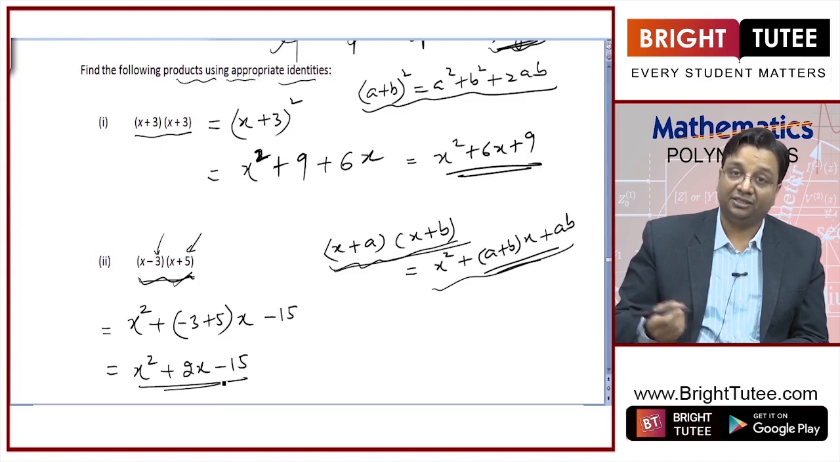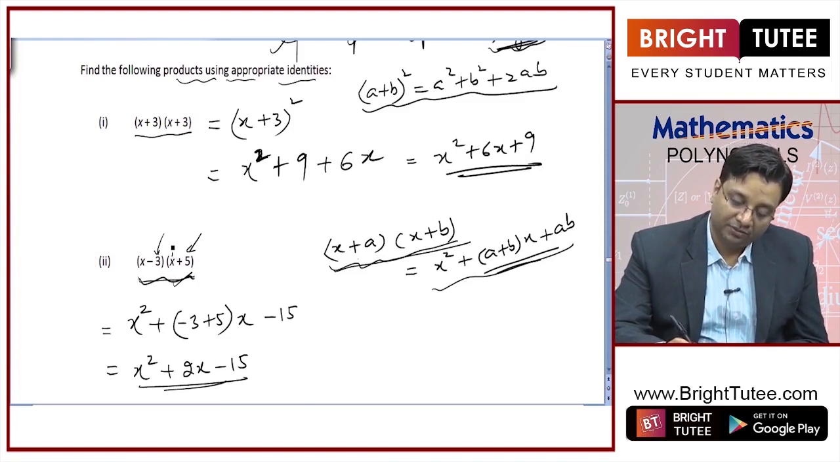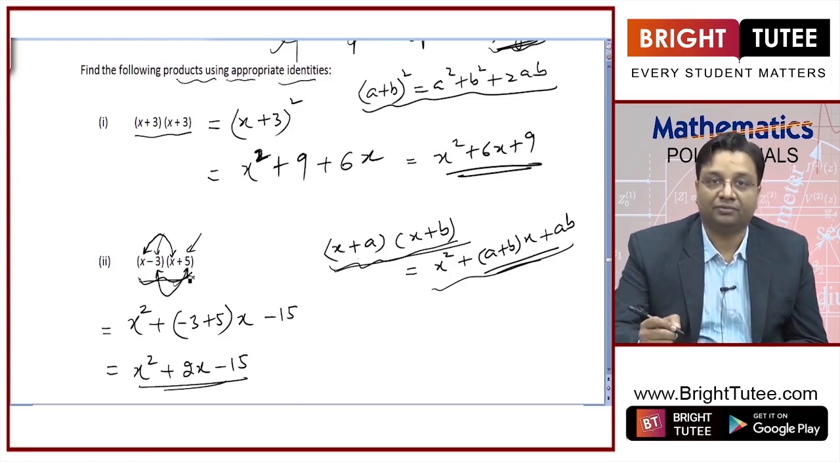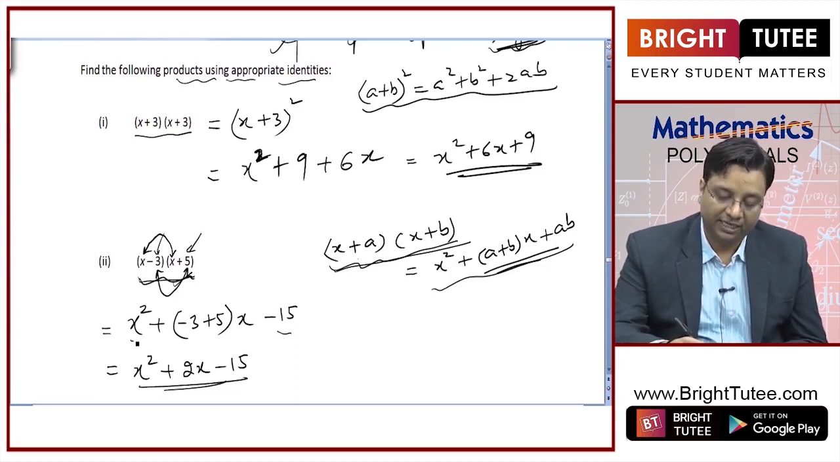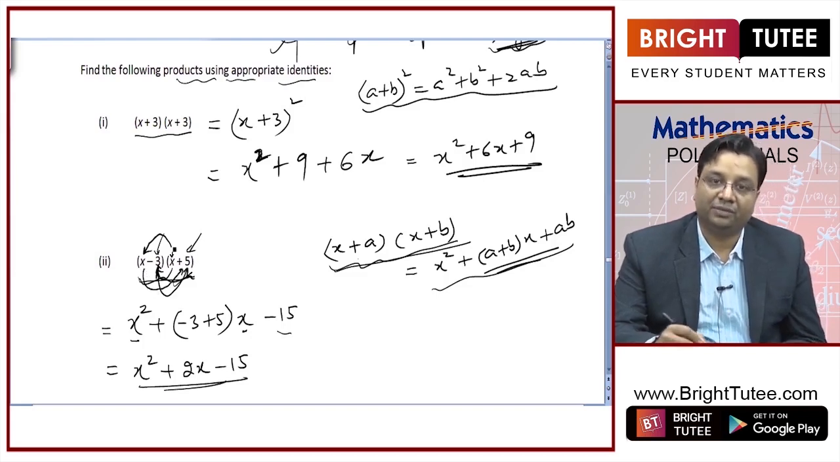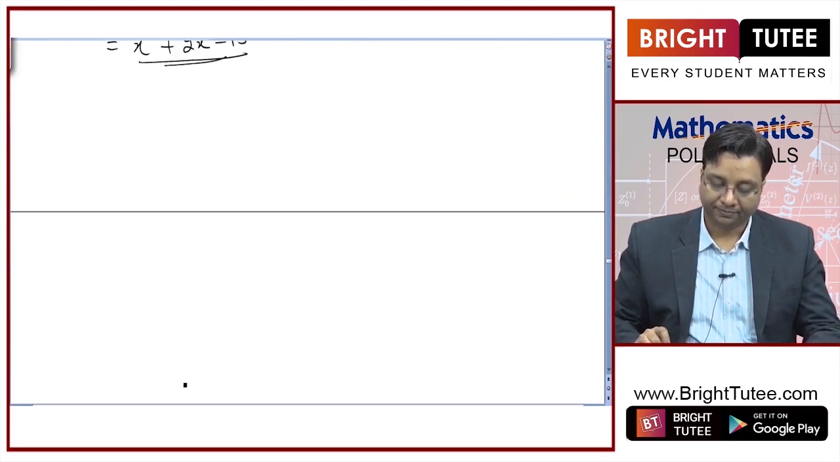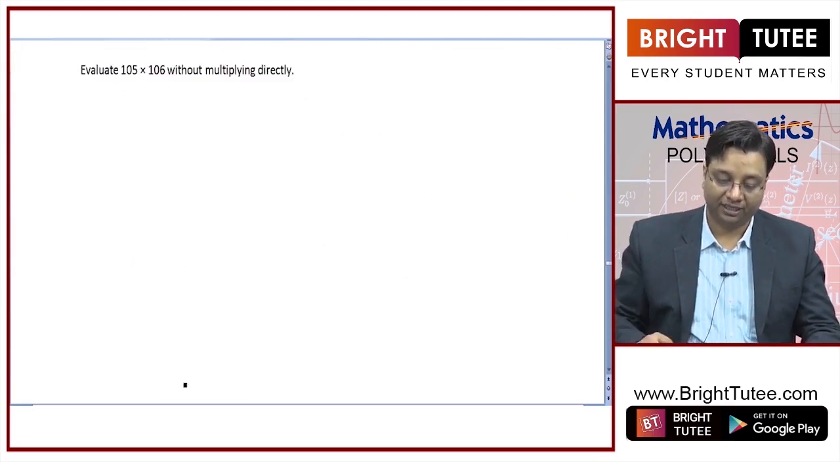Otherwise you may look at this identity from this perspective. When you multiply these two brackets, how will the x square term be produced? When you multiply this x with this x. How will the constant be produced? When these two constants multiply with each other. So minus 15 and x square. How will x be produced? When this x is multiplied by minus 3 or this x is multiplied by 5. So 5x minus 3x, that is plus 2x. But if you can memorize this, well and good.